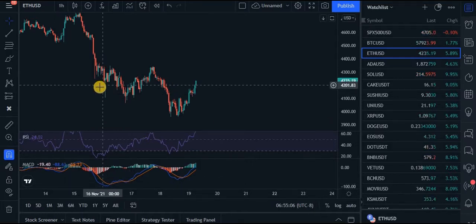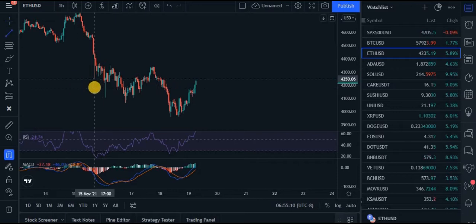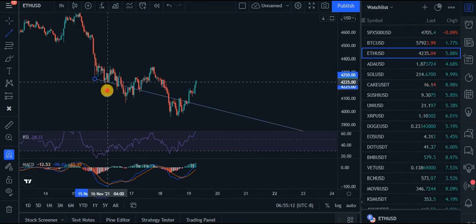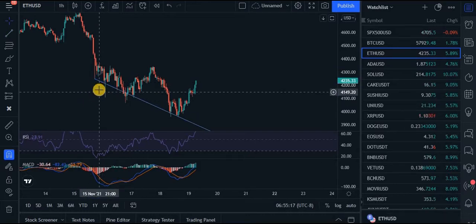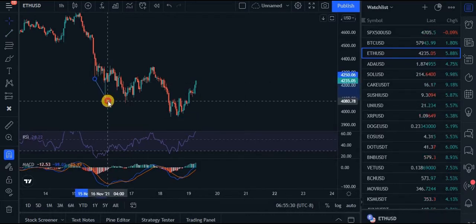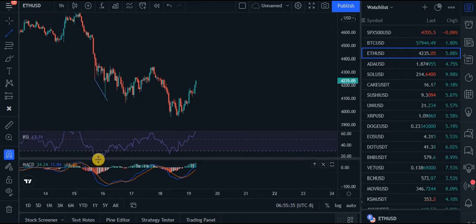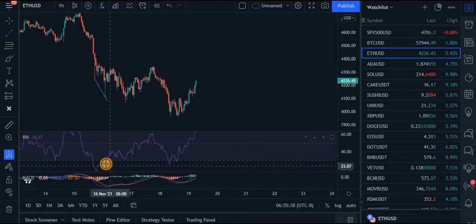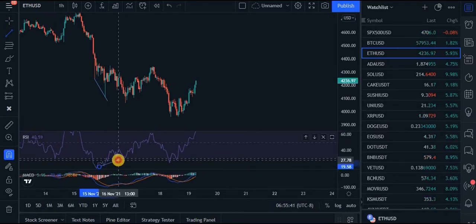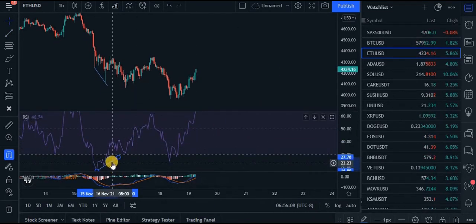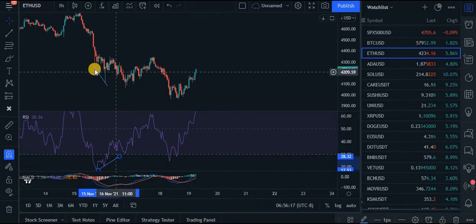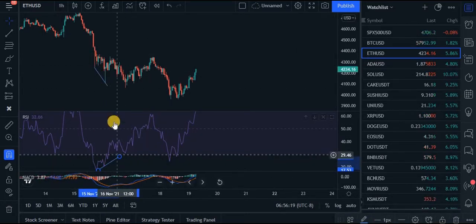So what happens when we see something like this? Well, we have divergence. As we talked about, we have divergence. First of all, we have a divergence here. The price is making lower lows, but the indicator is making higher lows. So we have a divergence here like this. Let me resize this RSI window so that we can see everything more clearly. So the first thing that we can see here is this divergence.